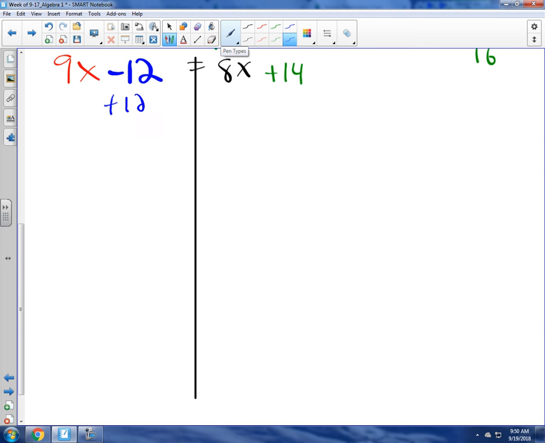We add 12 to both sides, right? We said the dogs were the numbers. I know it sounds kind of weird. But when we do that, we now have on the left side simply cats, right? We said x's. Let's just say that again. X's are cats. And we said that numbers, like plain constants, were dogs, okay?